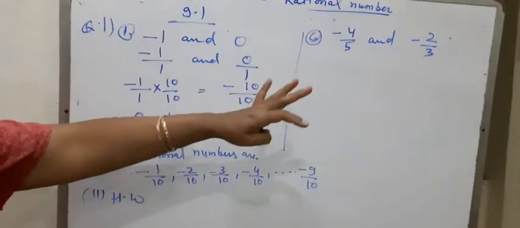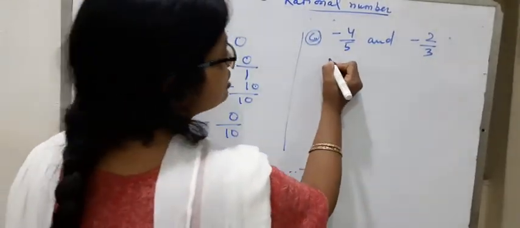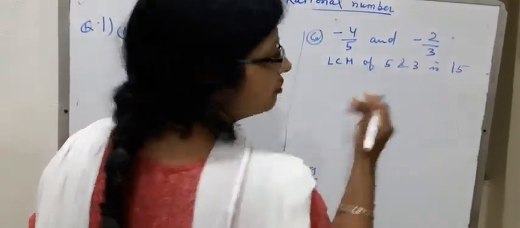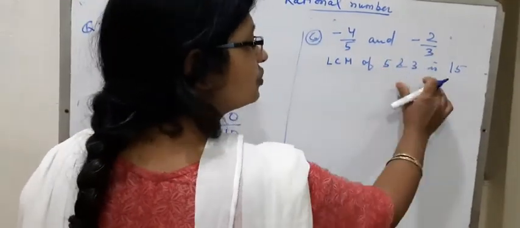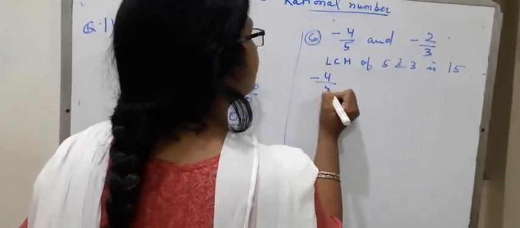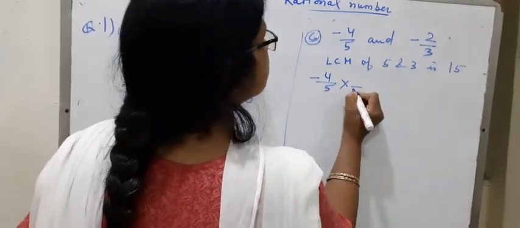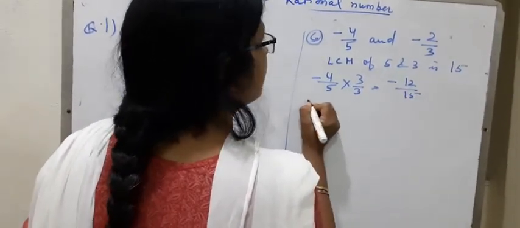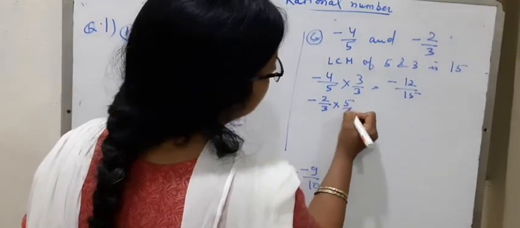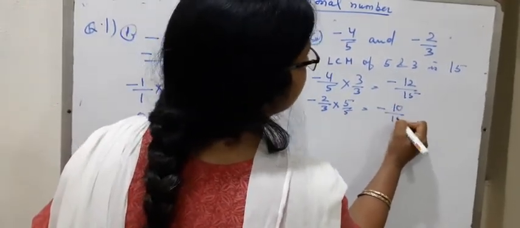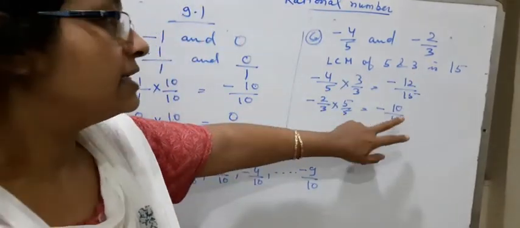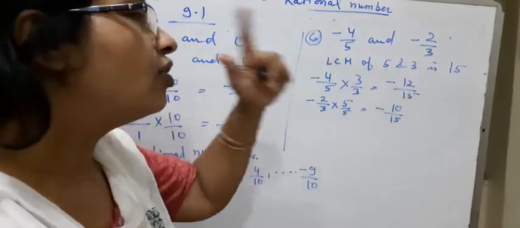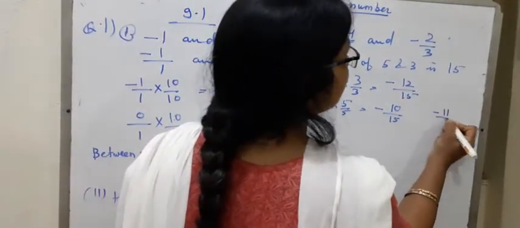In these rational numbers, the denominator is different. So we first find the LCM. LCM of 5 and 3 is 15. There is no common factor, so we directly multiply. For minus 4 upon 5, we multiply by 3 upon 3, so we get minus 12 by 15. And minus 2 upon 3, we multiply by 5 upon 5, we get minus 10 by 15. Between minus 10 by 15 and minus 12 by 15, the denominator is equal, so there is only one rational number, minus 11 by 15.